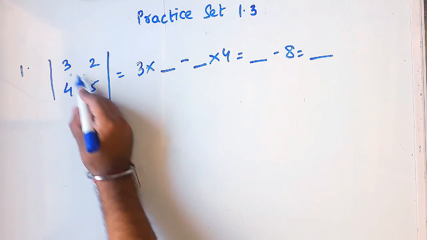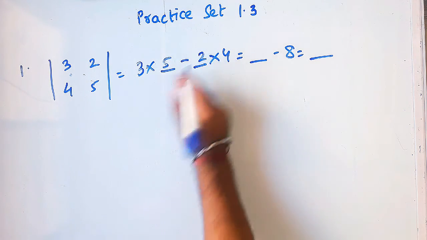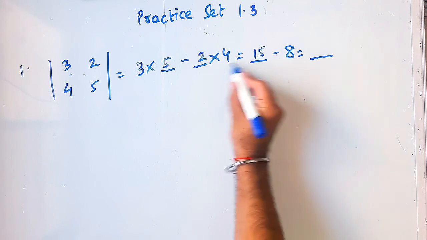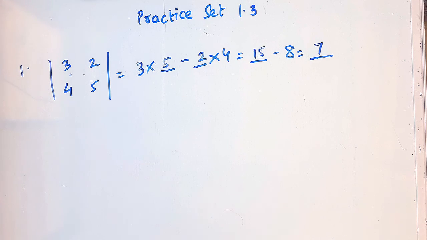So this will be 3 into 5 minus 2 into 4. That comes to 15 minus 8. What is 15 minus 8? It is 7.